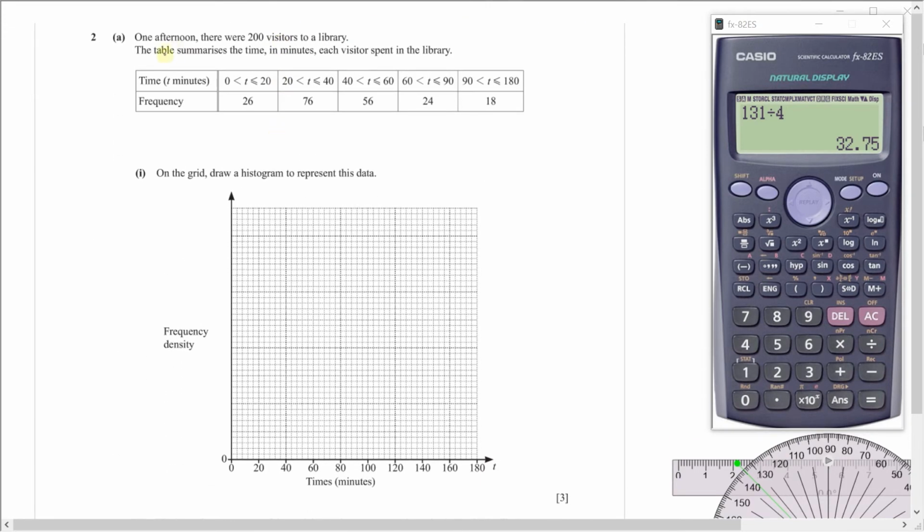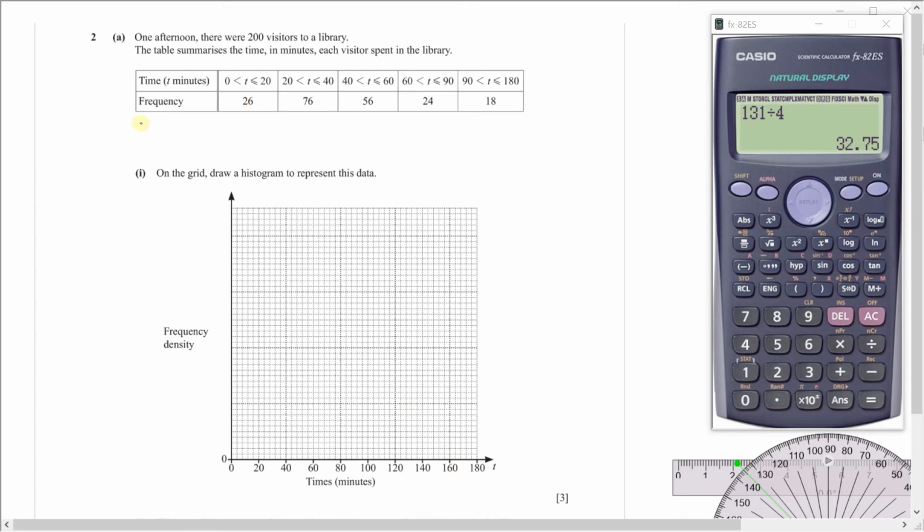Question number 2 is, one afternoon there were 200 visitors to a library. The table summarizes the time in minutes each visitor spent in the library. So 26 visitors spent between 0 and 20 minutes. 76 visitors spent between 20 and 40 minutes in the library, and so on. On the grid, draw a histogram to represent this data. So on the y-axis, you have frequency density, and x-axis, you have time.